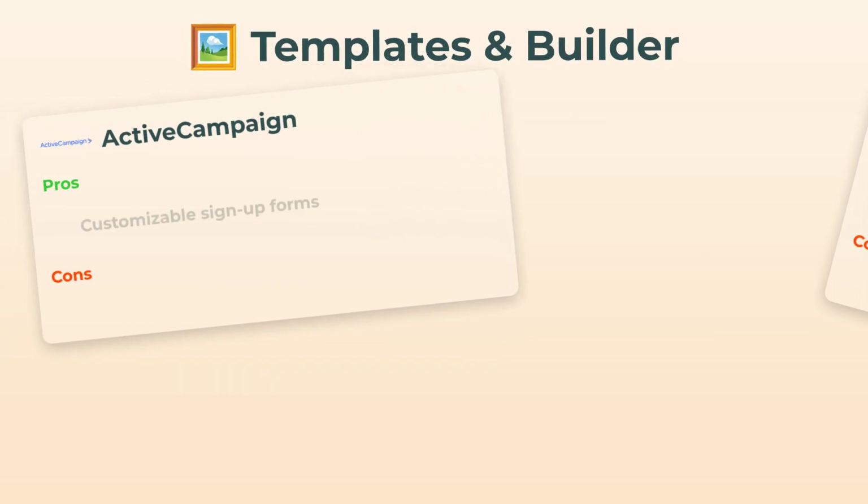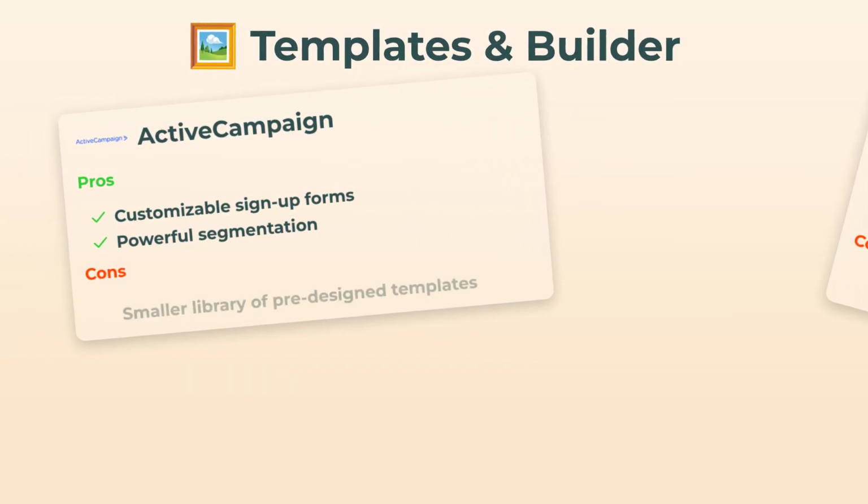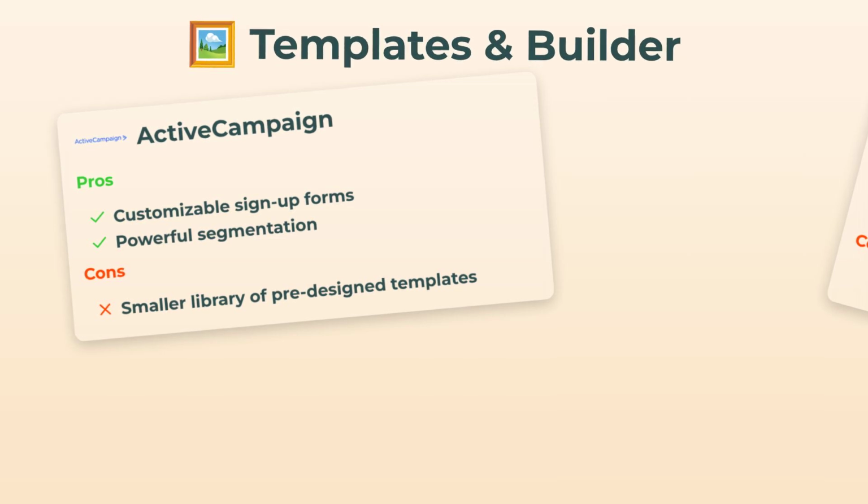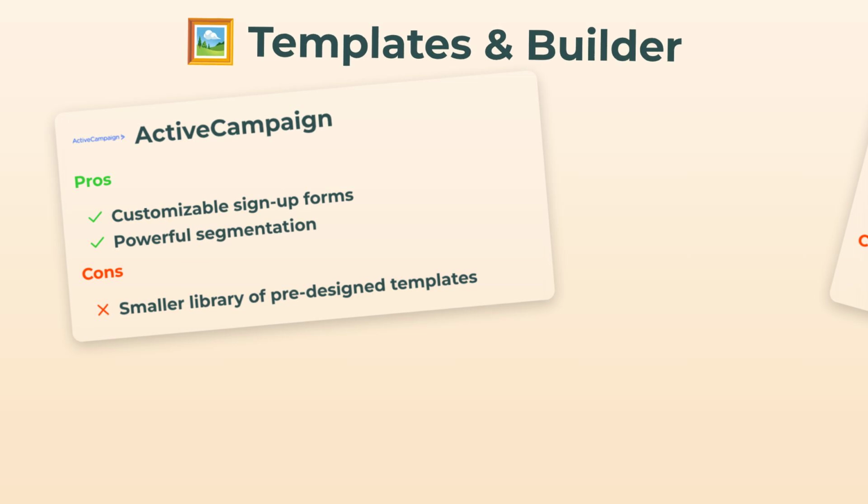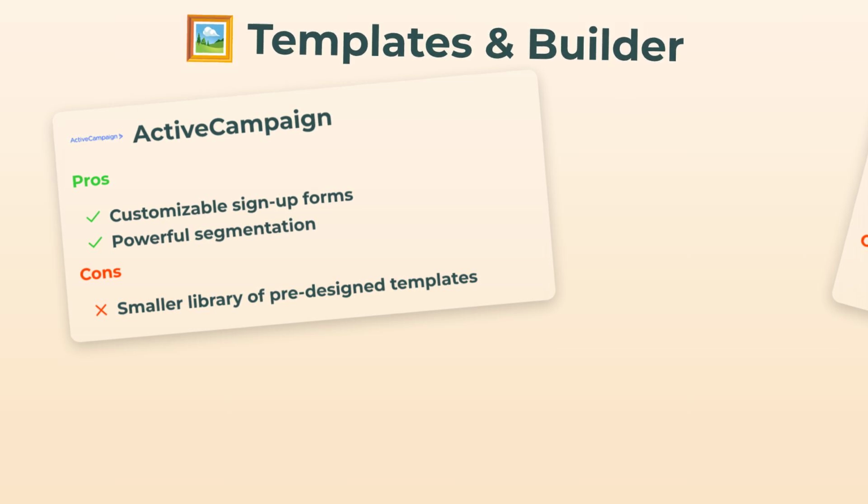Moving on to templates and builders. So ActiveCampaign, you get custom sign-up forms and powerful segmentations. But here's a bit of a letdown. They just don't have that huge library of pre-designed templates. If you want more variety out of the box, this could bug you.